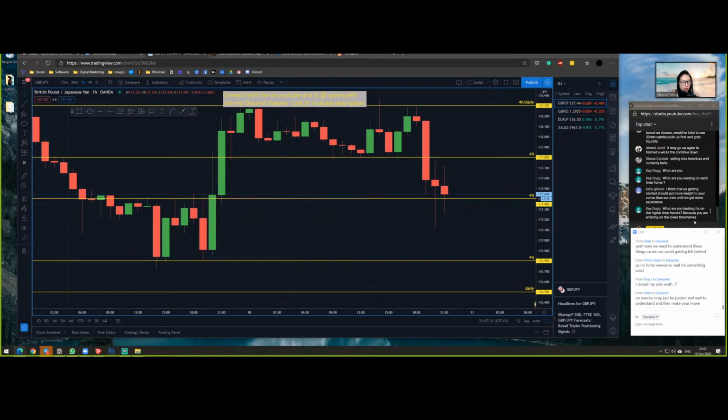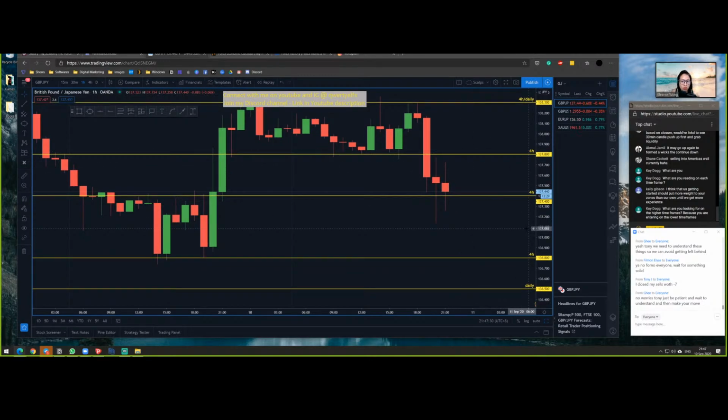Because if I'm entering on the lower time frames, Key Dog, I would just look at these 2 time frames so that I can trade the smaller moves. I'm not looking to take an entire swing like this. Yeah, if that makes sense. Yeah, it makes sense.